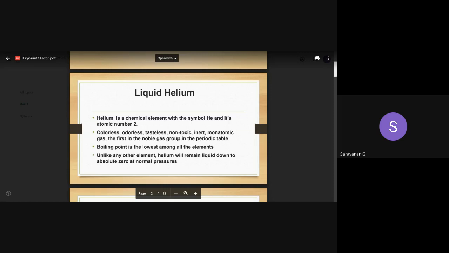Compared to all the fluids under discussion, like hydrogen, oxygen, nitrogen, helium, and air, helium has an extremely low temperature. This is the lowest temperature among all the other elements. Unlike other elements, helium will remain in liquid state down to absolute zero at normal pressures. That is one of the important properties of this fluid.